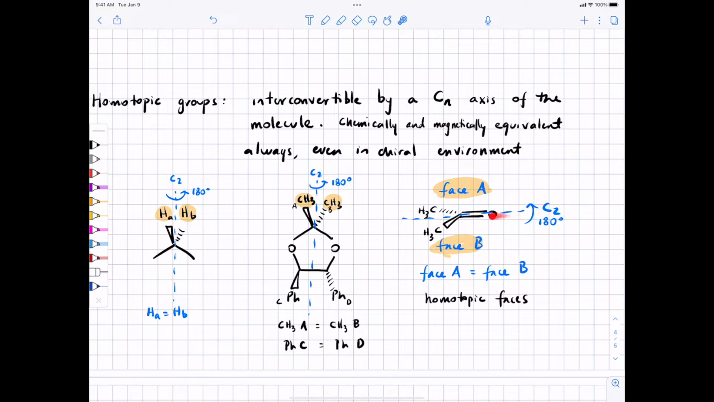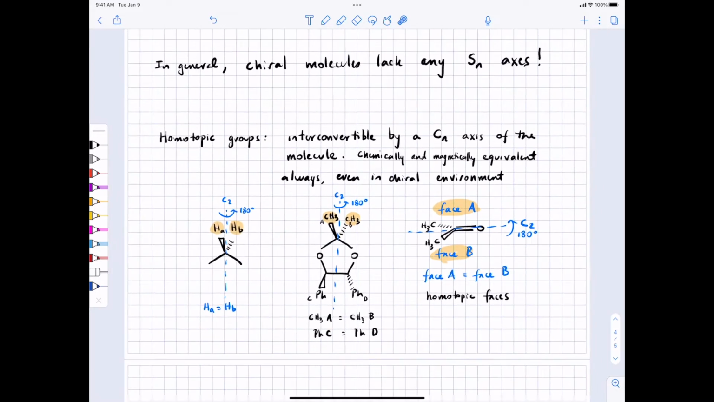There's a C2 axis here that coincides with the carbon-oxygen bond. And if you rotate around that, the methyl group here becomes this methyl group there. That means that this perspective, the top face of the ketone and the bottom face of the ketone, are homotopic and will always be the same even in a chiral environment. So you would not expect an enzyme to be able to have a preference for reducing this ketone from this side versus that side, because the faces are identical even in a chiral environment.